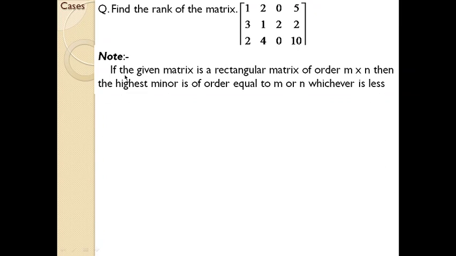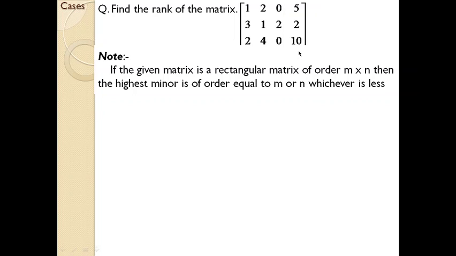There is a note that has to be remembered. If the given matrix is a rectangular matrix of order m into n, meaning 3 rows, 4 columns, then the highest minor is of order equal to m or n, whichever is less. The meaning is, whenever you come across a rectangular matrix, remember you need to select the number whichever is less. In 3 into 4, which is the smaller number? 3. Then 3 will be the rank of this matrix.